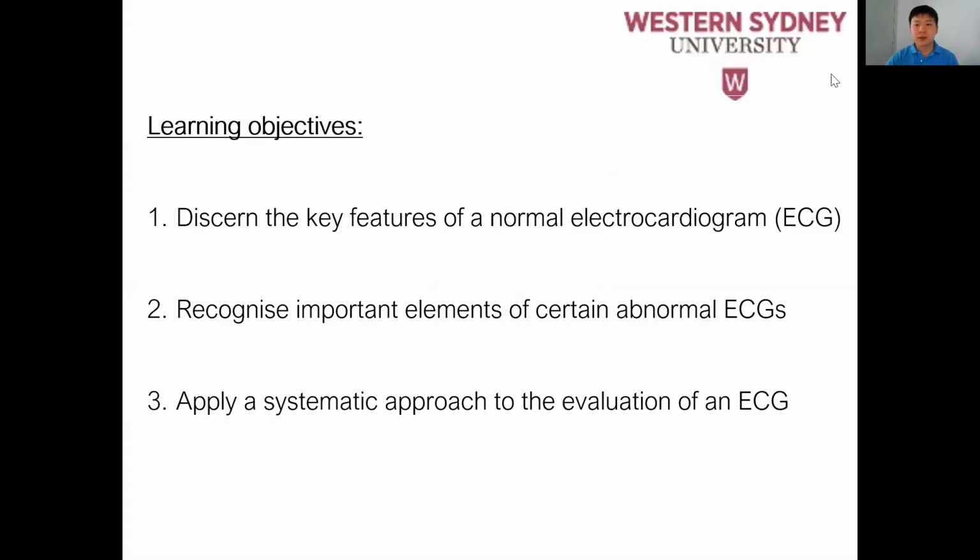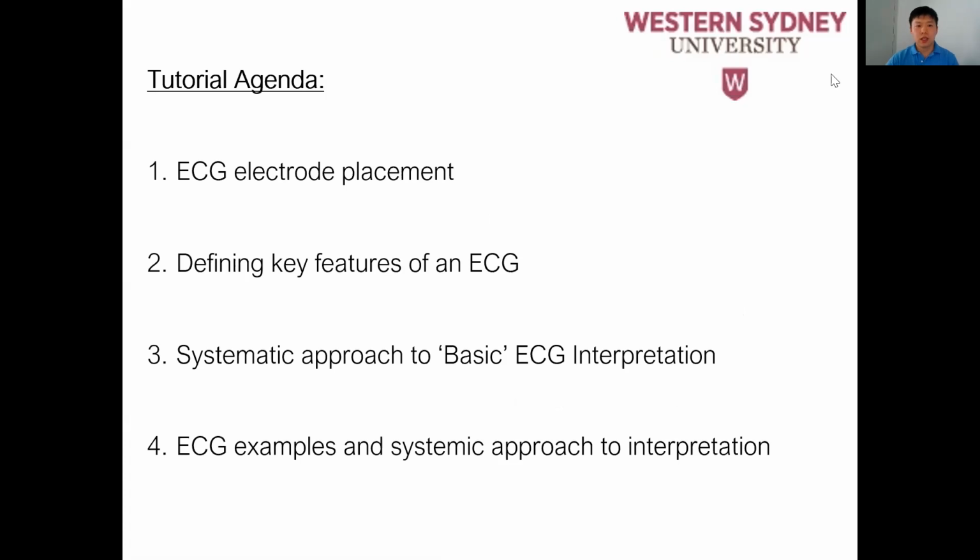So I'll go through some of the learning objectives that we'll go through today. So we'll be discerning the key features of a normal electrocardiogram. We'll also recognize important elements of certain abnormal ECGs, and then apply a systematic approach to the evaluation of an ECG as well. And then some specific things we'll talk about is ECG electrode placement, defining the key features of an ECG, and then we'll go through a systematic approach to basic ECG interpretation, and I'll go through some examples as well, and then how I would go through the systematic approach to those ECG interpretations.